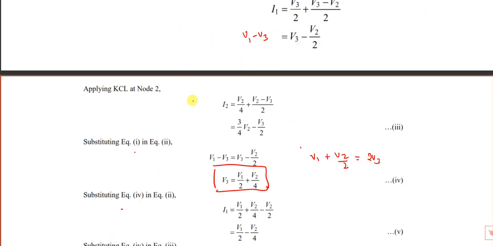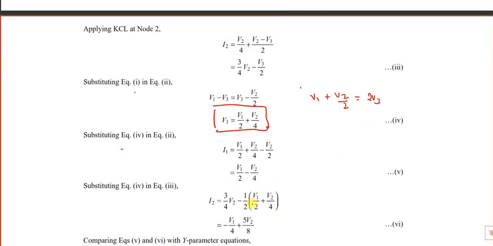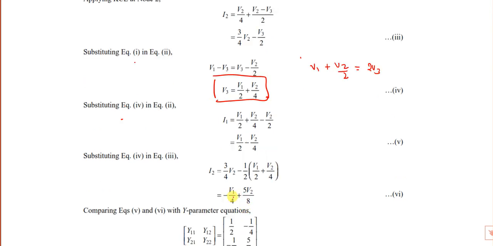And if you simplify this, again after simplification you get V2 and V3. But I want I2 in terms of V1 and V2. The V2 term is there, but the V1 is not there. So you have to substitute the value of V3 and remove this V3 term and get the expression for V1 and V2. So if I substitute here the value of V3, which is half V1 and V2 by 4, and simplify, we'll get I2 also in terms of V1 and V2.